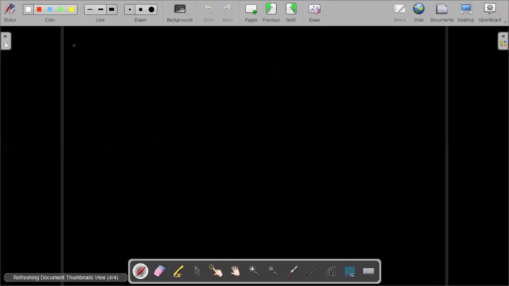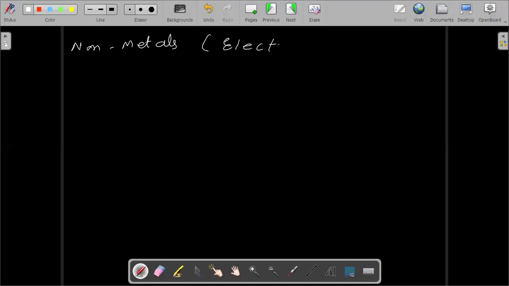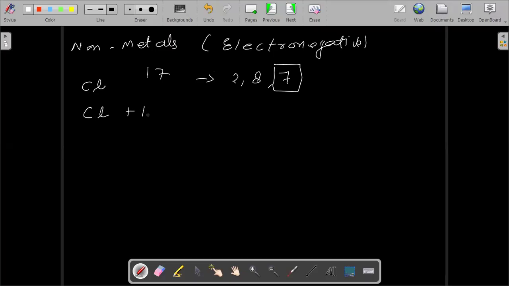See, the non-metals are highly electronegative in nature, so they accept electrons. For example, chlorine is highly electronegative, its atomic number is 17 and its configuration is 2,8,7. So it has 7 valence electrons in the outermost shell, therefore it accepts one electron. What happens to chlorine? It accepts one electron and forms the chloride ion.